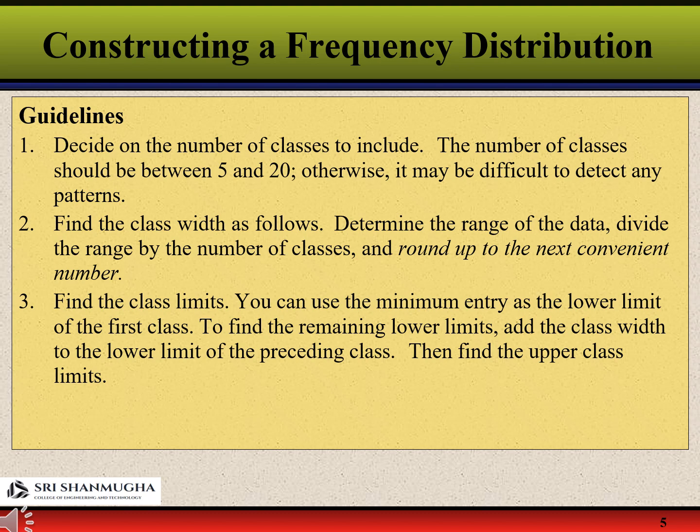To construct a frequency distribution, we need to follow some guidelines. Here we have 3 guidelines. The first one is to decide on the number of classes. Usually between 5 and 20 classes works well. Fewer classes may hide important patterns, while too many can make the table messy. The second one is to find the class width. Compute the range of the data divided by the number of classes and then round up to a convenient number. And the third guideline is to determine the class limits. Start with the smallest data value as the lower limit of the first class and add the class width repeatedly to find the next class limit.